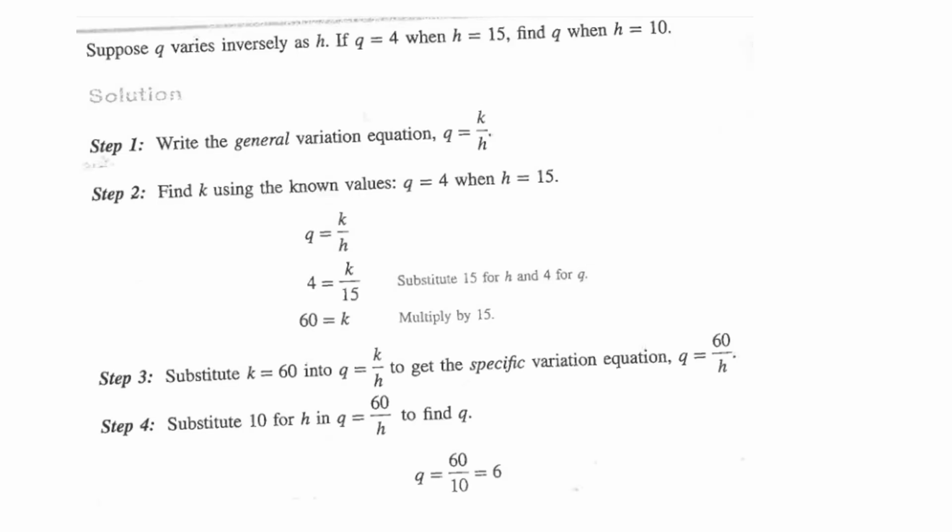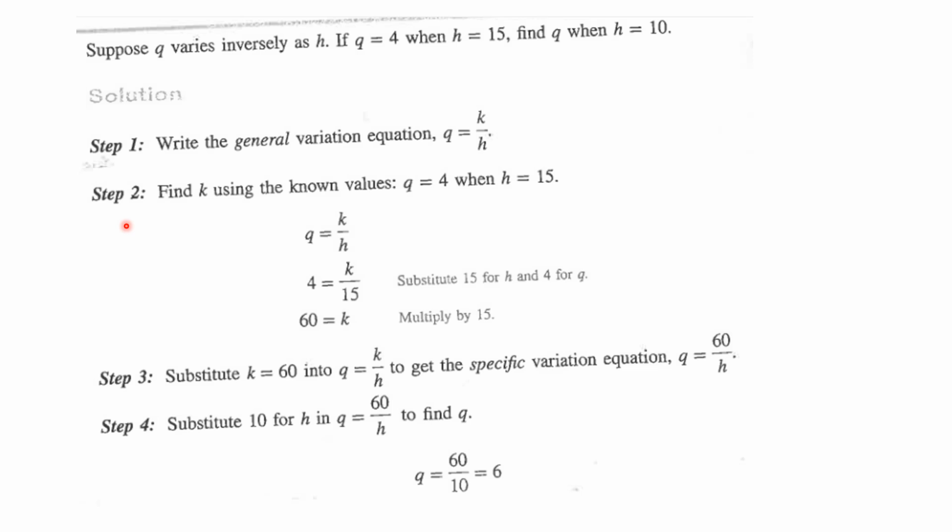Let's work through an example. Suppose q varies inversely as h. If q equals 4 when h equals 15, find q when h equals 10. Step 1, we write the general variation equation. Since it told us that it varies inversely, we know that q is equal to k over h.